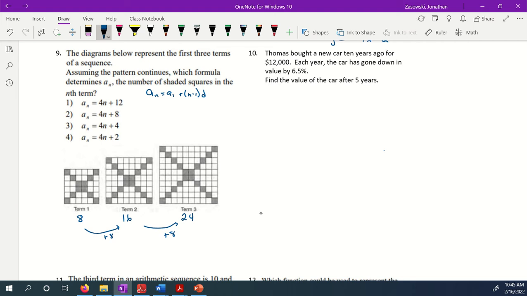You can also use your XY table here, right? I know that the first term has 8, the second term has 16, and the third has 24. Which one of these actually models that data? If I plug 1 in here, I get 16, so this doesn't work. If I plug 1 in here, I get 12. That doesn't work. If I plug 1 in here, I get 8. This works, right? 4 plus 4. And this is going to give me 6, so this doesn't work. So it has to be choice 3, because it's the only one that actually gives me the number of squares for this, okay? So just keep that in mind.